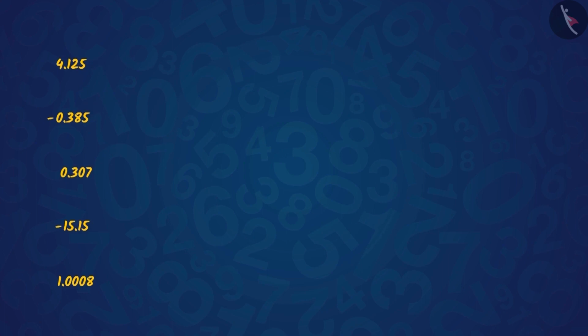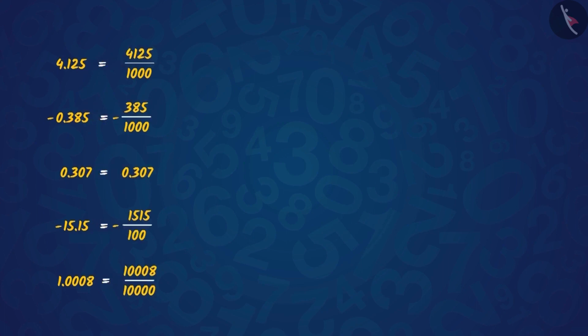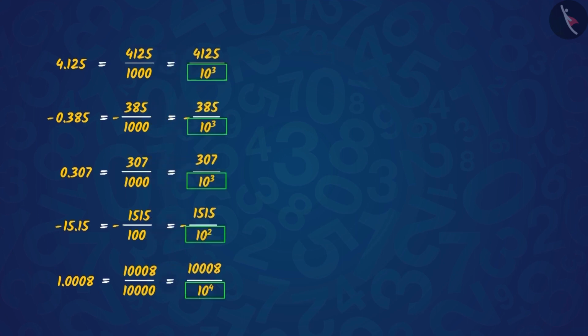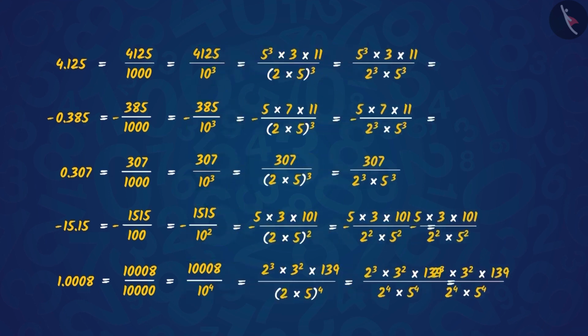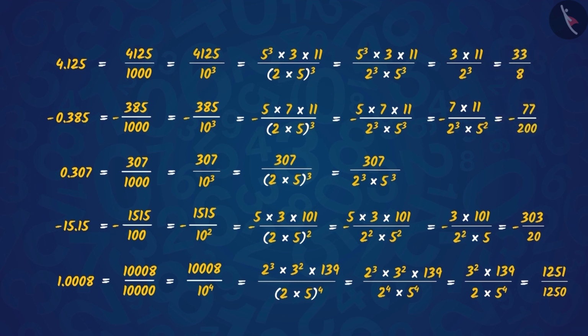You can see that all these can be expressed as rational numbers in this manner, whose denominator is a power of 10. Now, if we write the numerator and denominator in the form of their prime factors, then we cancel out their common factors. Now, what do you see here?